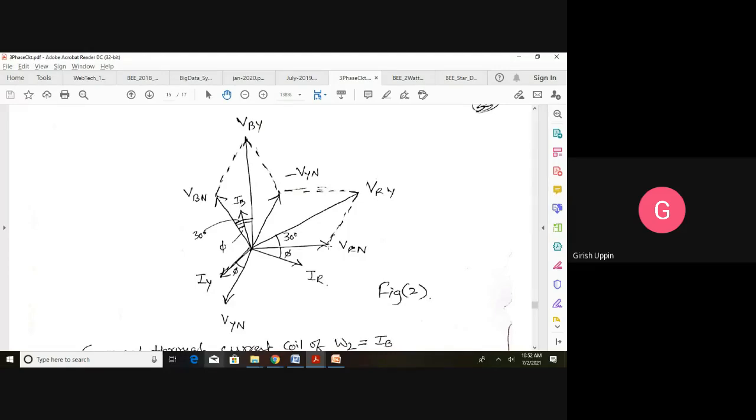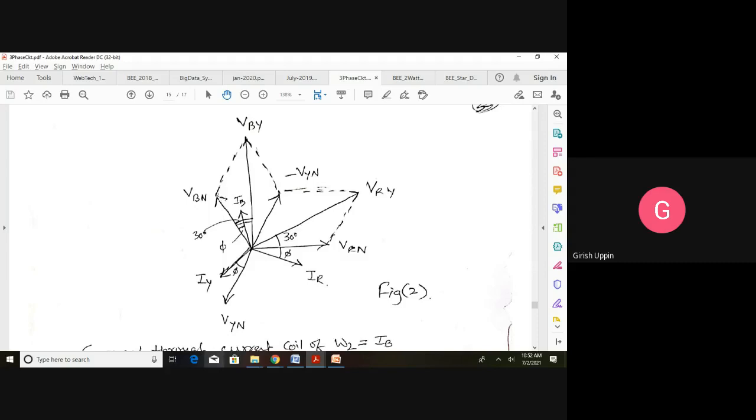Now once we know VRN, at 120 degrees lagging we have the Y phase. This angle is 120 degrees. And in VYN also it is the same RL load, so the current IY will lag by an angle phi. With reference to VRN, the B phase is lagging by 240 degrees. This angle is 240 degrees. We draw VBN, and the current IB will lag by angle phi.